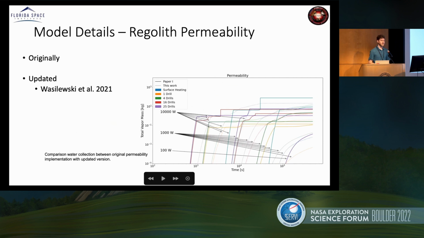Next up is permeability. Originally, we took the value that was for just sandstone because that was what we could find at the time when originally creating the model. But fortunately, Westcott et al.